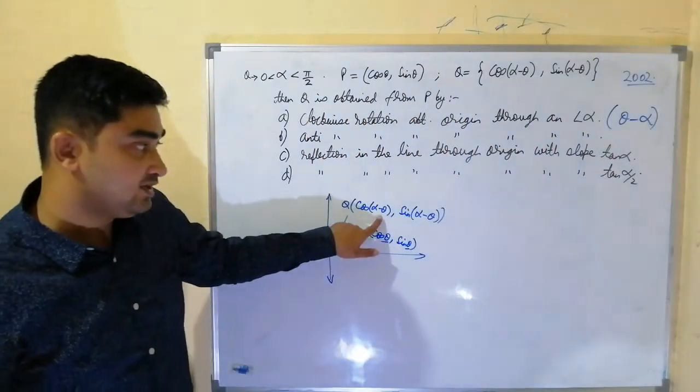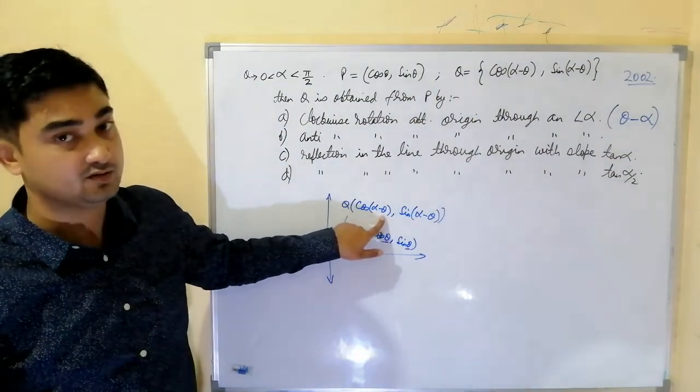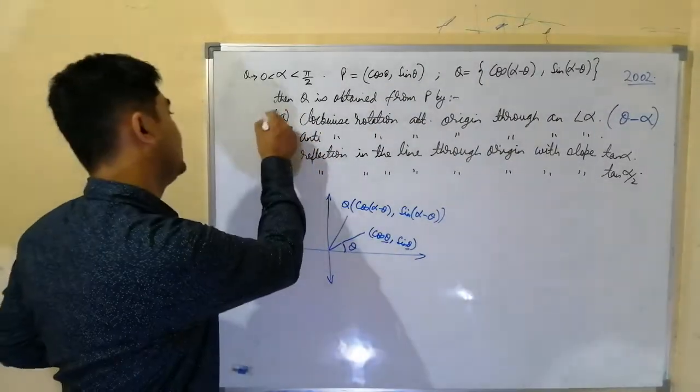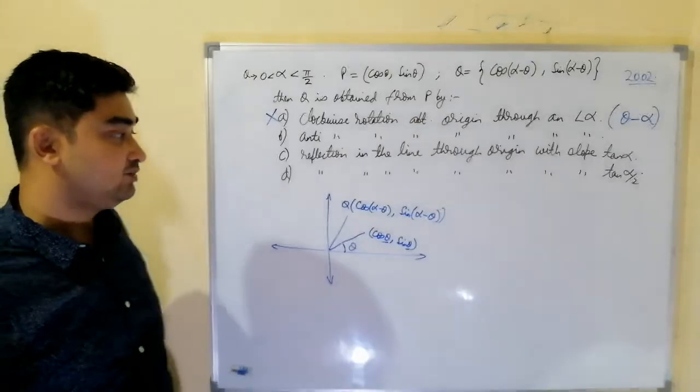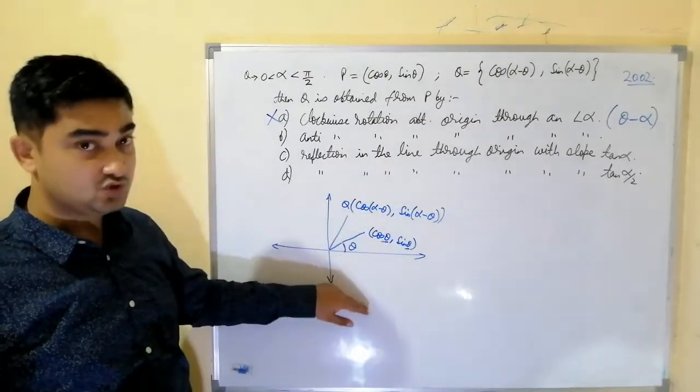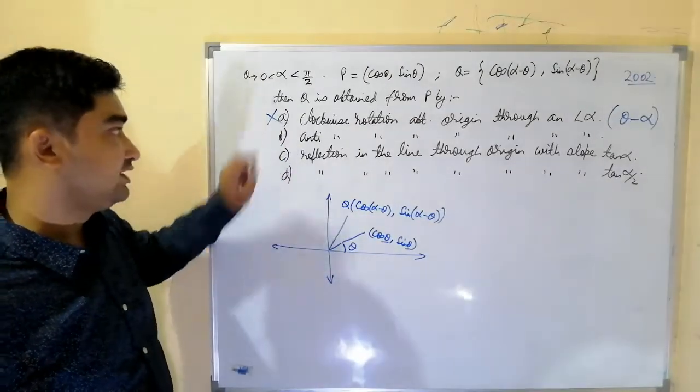But we don't want theta minus alpha. We want alpha minus theta. So doing this is not correct. We will not reach the desired place. We will reach the conjugate of this. So it is not the correct answer.